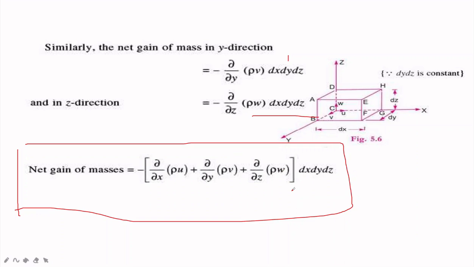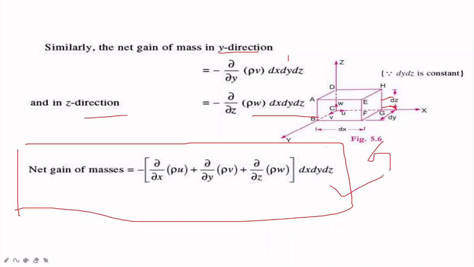Okay, so what we did till now, we calculated the mass of the fluid entering ABCD per second, that is rho u into dy dz. Then we calculated the same amount of fluid ejecting from here, that is EFGH. Once we calculated the mass of the fluid leaving EFGH, we got the net gain in the x direction. Then we found out similarly the net gain in y direction and also in z direction. So next we will add all the three, then we will get this equation.